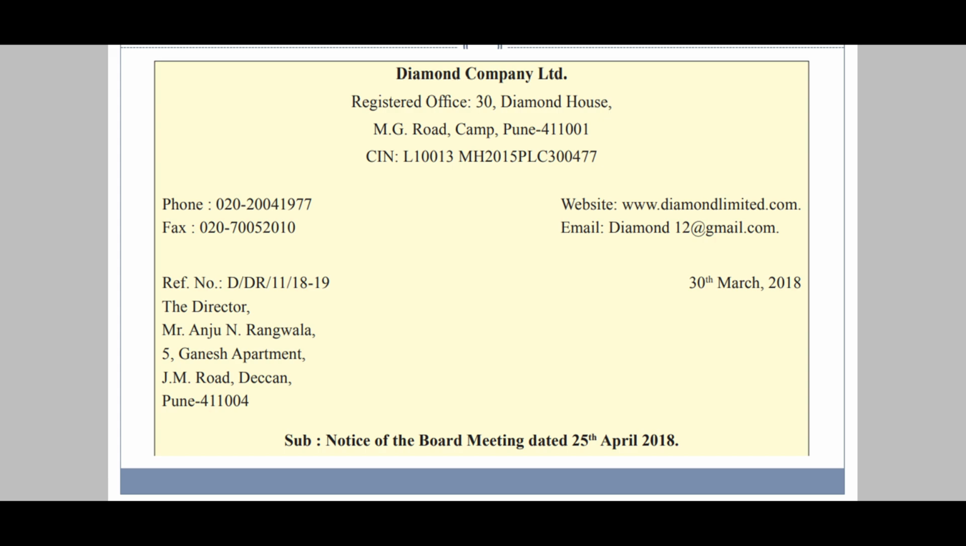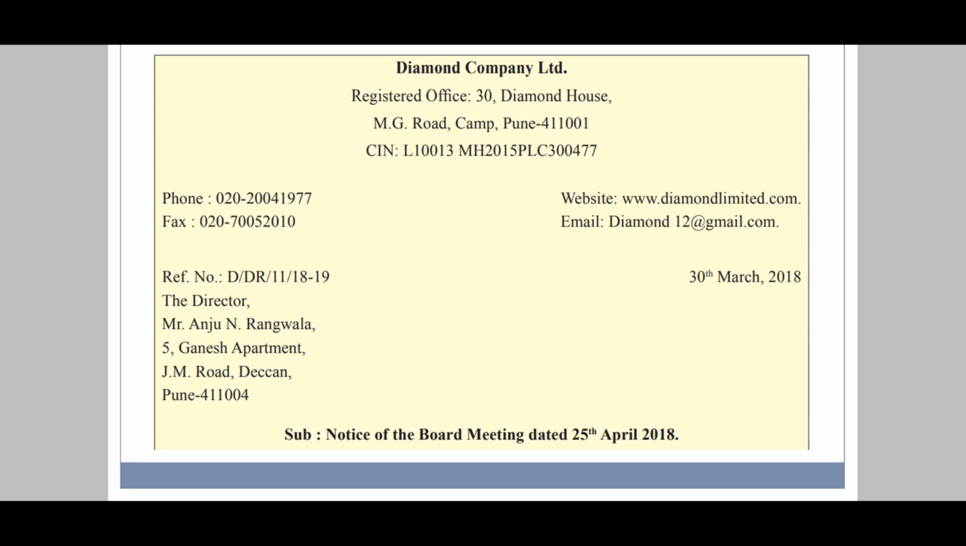See, it is to the director, Mr. Anju N. Rangwala, 5th Ganesh Apartment, JM Road, Deccan, Pune, 411004 is the pin code. So you have to write the complete address. Below, in the center, comes the subject. We have already seen SUB stands for subject and we write it in brief. Now, what is the subject for the letter? Here, the secretary is sending a notice. See, notice of the board meeting dated 25th April 2018.